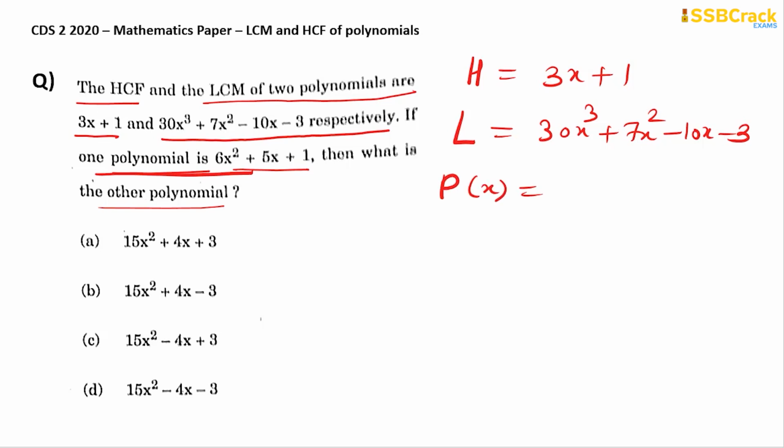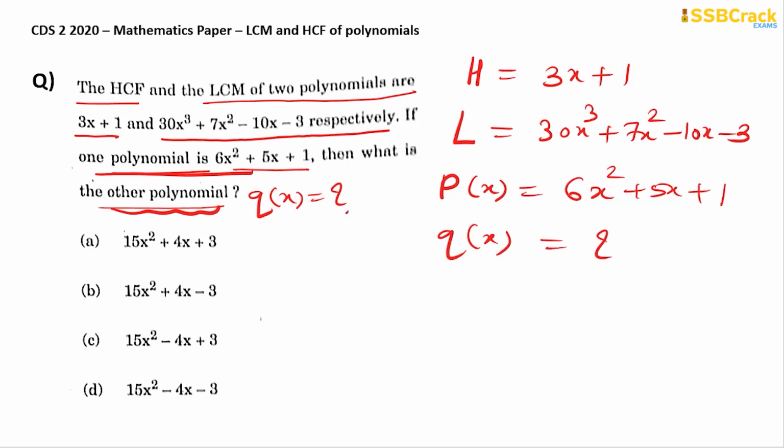Alright. So that is provided to be 6x² + 5x + 1. And the other polynomial is unknown, so I would let it be q(x) for convenience. So q(x) is unknown to us. So now what is the understanding and the concepts to use to find this?